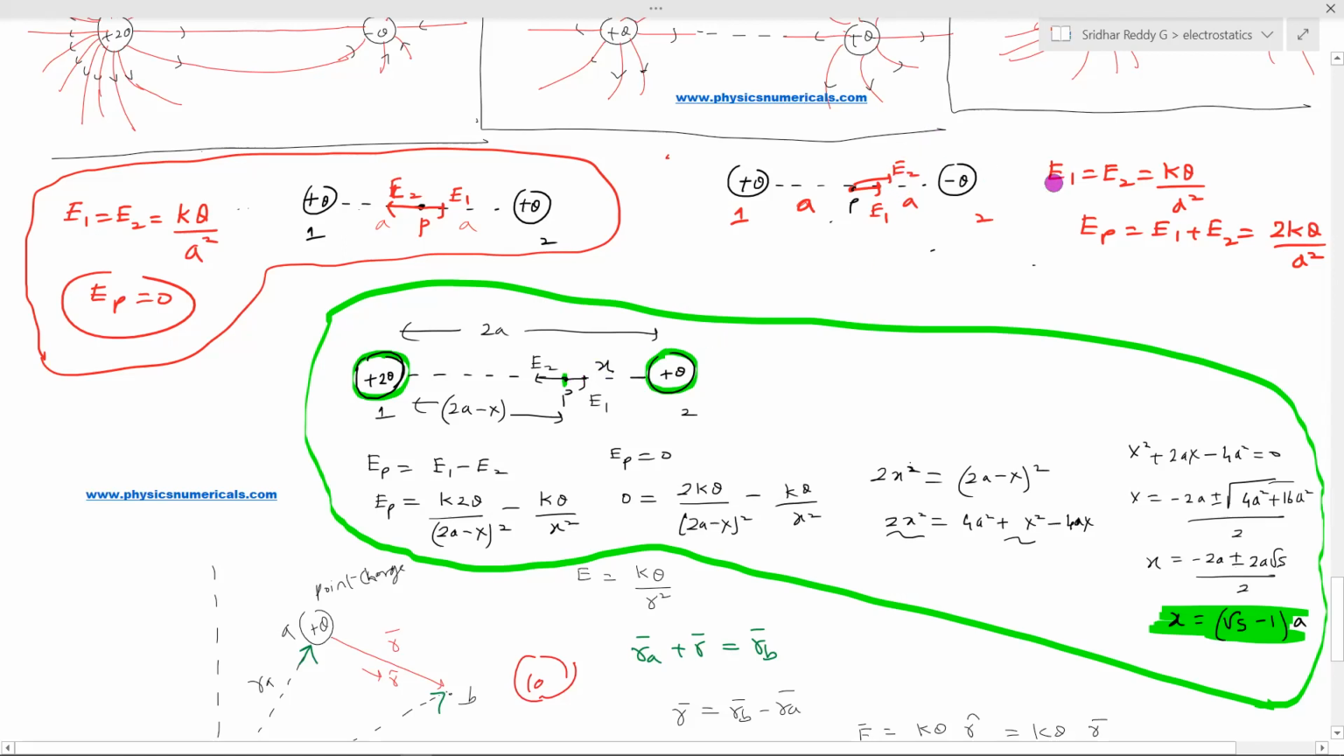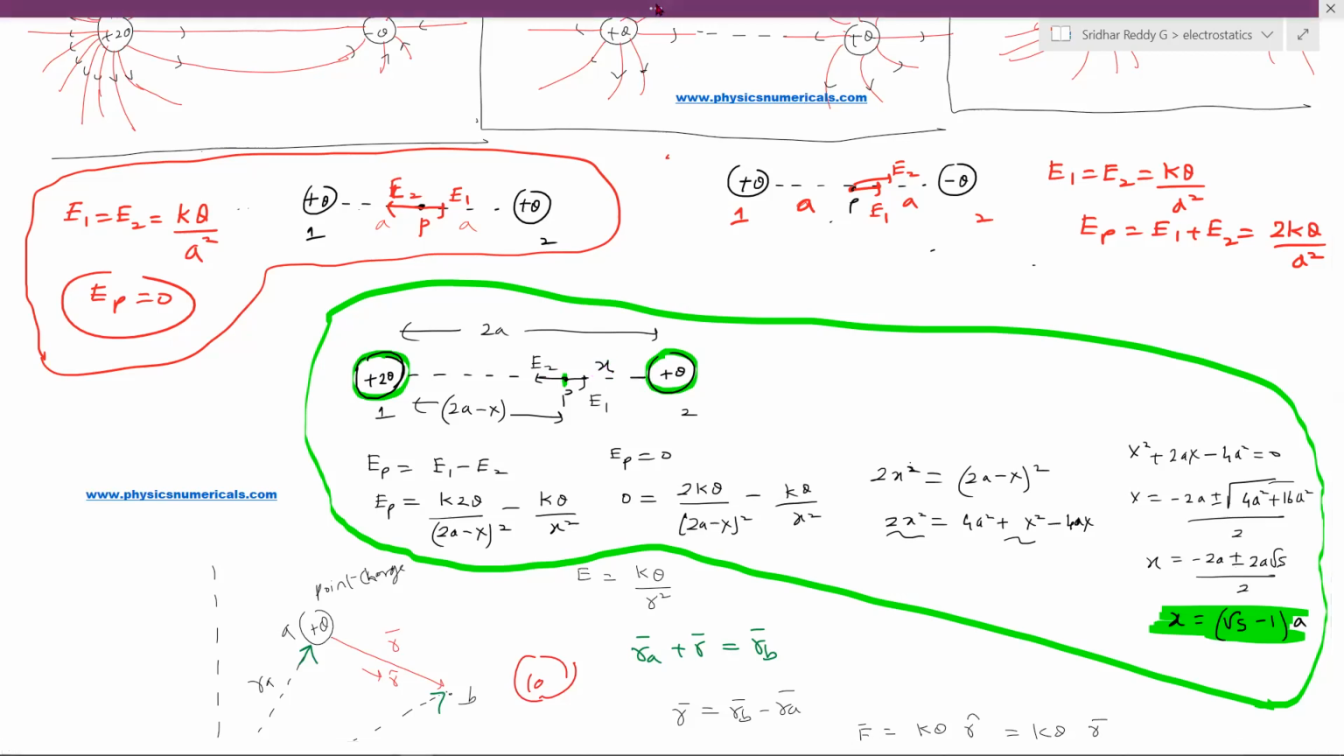And what about for this? You can search it. If you take plus 2q and minus q, the field can be 0 at a point other than in between the point charges. Here I took plus 2q and plus q. So one charge is of magnitude plus 2q, the other is plus q, where the field will be 0 is in between, on the line joining the point charges. So here, what is the condition now?